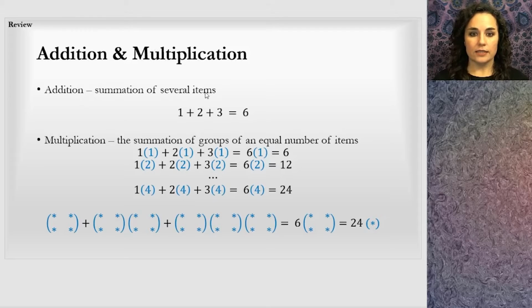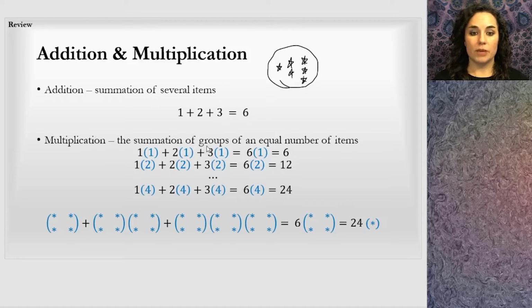Addition is taking several items and just summing them. So in this example, I have 1, 2, and 3, and I add them all together. And we can represent that with I have 1 star, I have 2 more stars, I add 3 more stars. All together, when I add them all together, I have 6 stars.